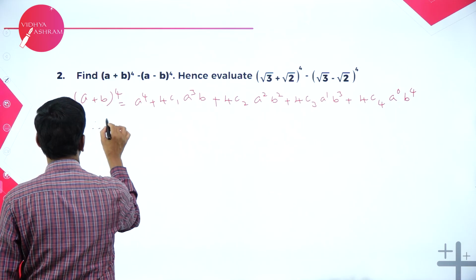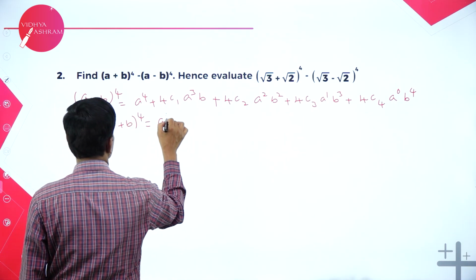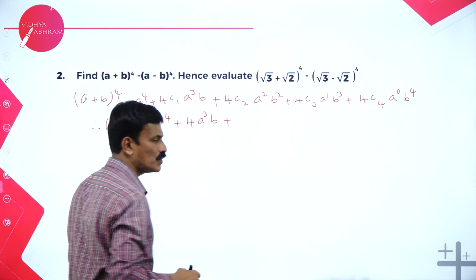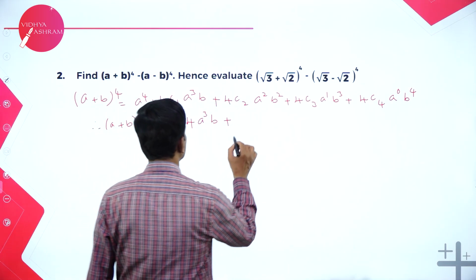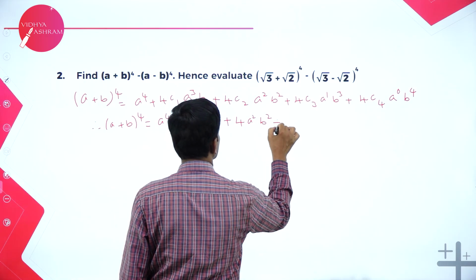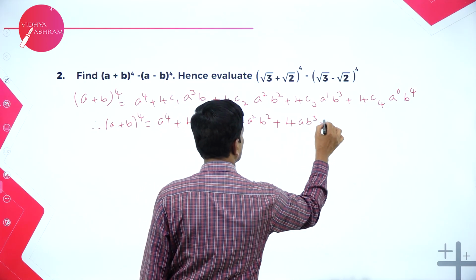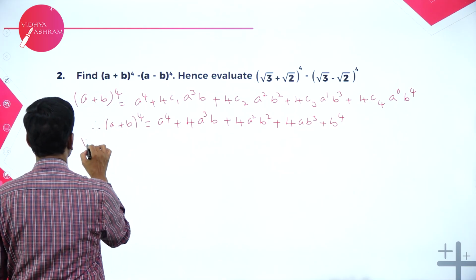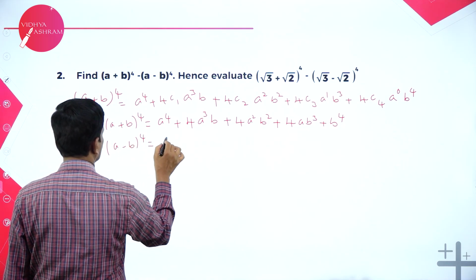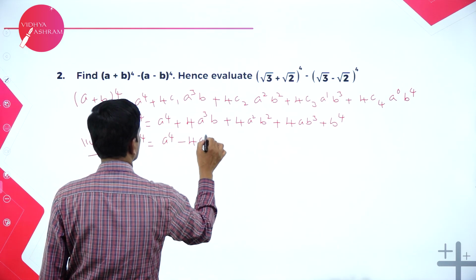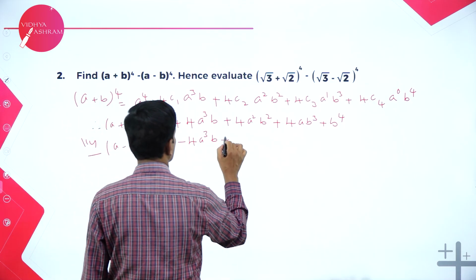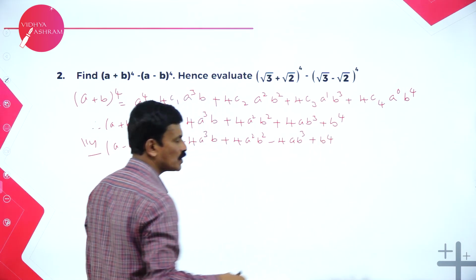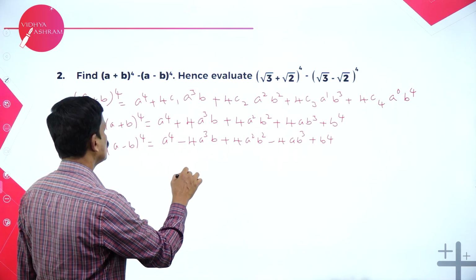So, we can write (a+b)^4 is equal to a^4 + 4a^3 b, and what is 4C2? 4C2 is 6, so 6a^2 b^2, plus 4C3 which is 4, 4ab^3, plus 4C4 which is 1, a^0 is 1, b^4. Similarly, (a−b)^4 is a^4 − 4a^3 b + 6a^2 b^2 − 4ab^3 + b^4. The signs alternate: plus, minus, plus, minus, plus.